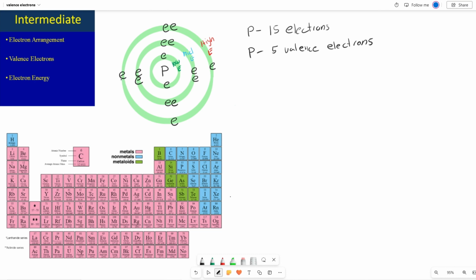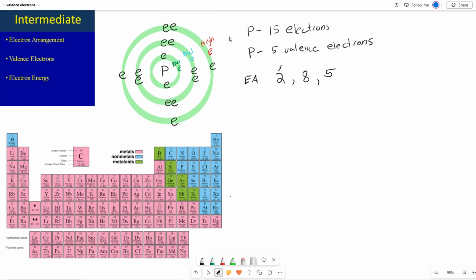And the way that we would show that if we did an electron arrangement for phosphorus is we would put a 2 because there's 2 electrons in the first energy level. Put a comma, then we would put an 8 because there's 8 electrons in the second energy level. Then we would put a comma, and then we would put a 5 because there's 5 electrons in the third energy level.